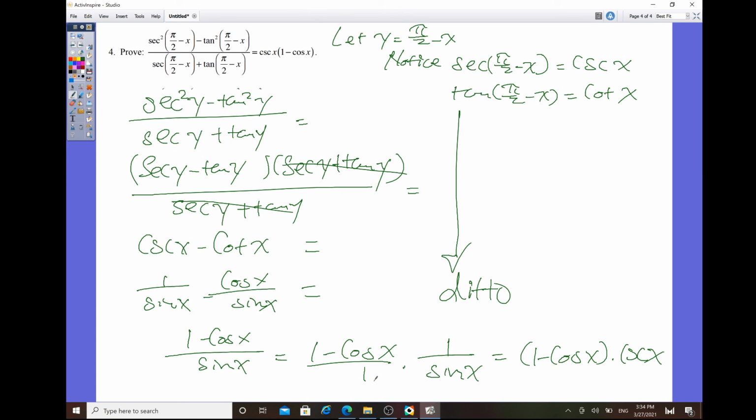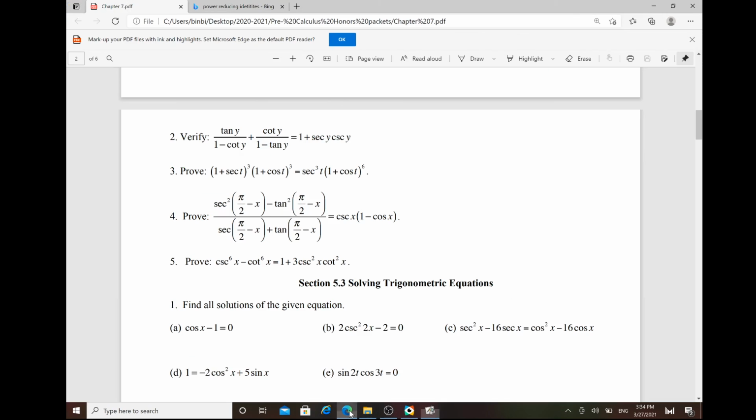And what about for number 5? Okay, let's take a look at that. Number 5. So prove that cosecant of x to the power of 6 minus cotangent of x to the power of 6 equals 1 plus 3 cosecant square of x times cotangent square of x. So what happens once we deal with the high power? Once we deal with the high number of power, what's the best way to verify? Okay, so let's find out.